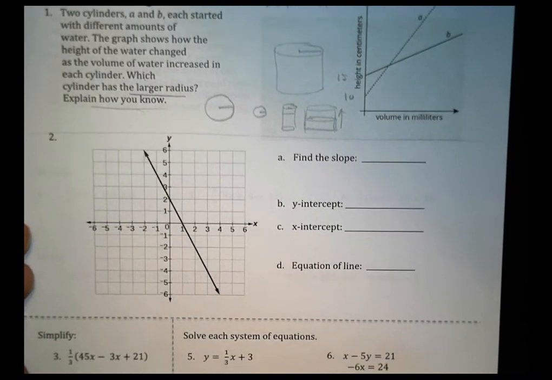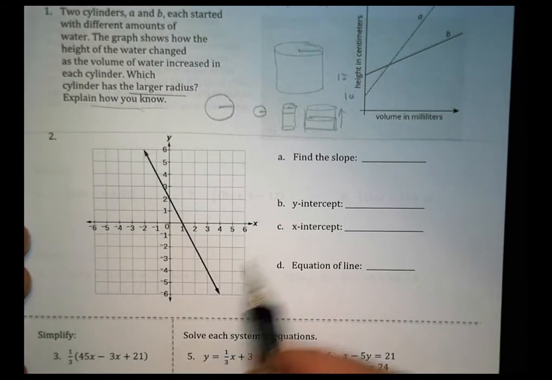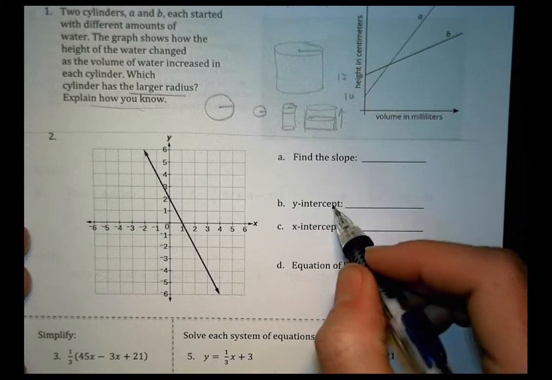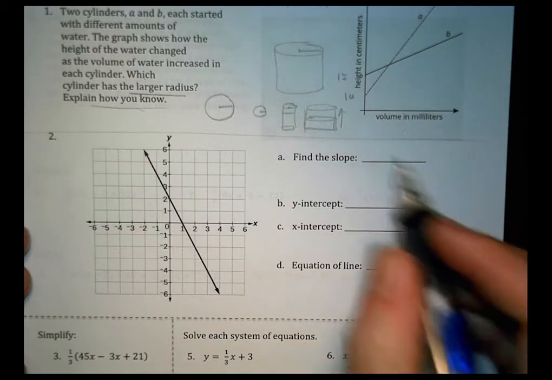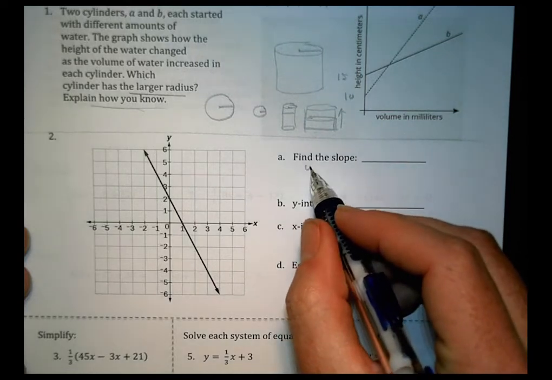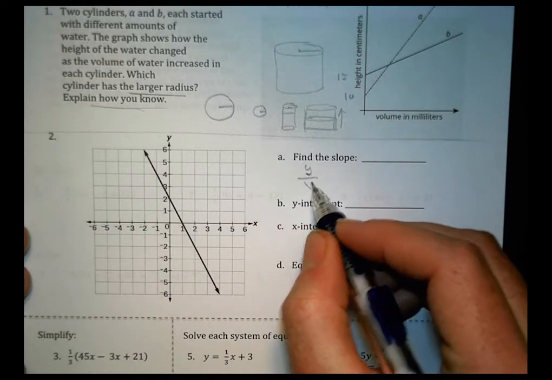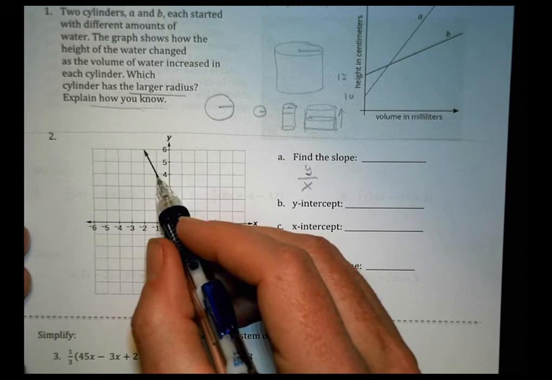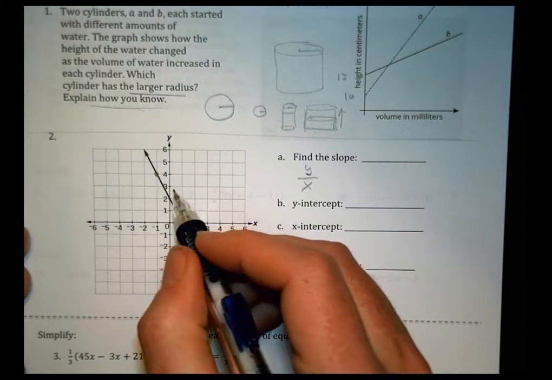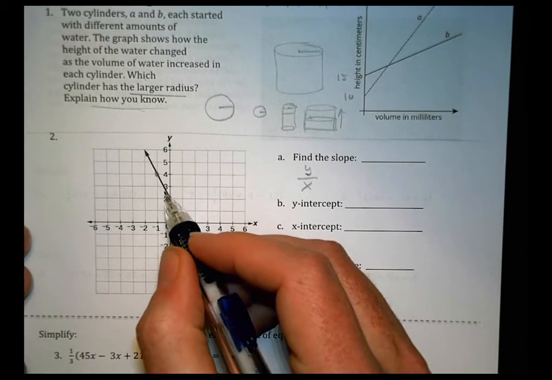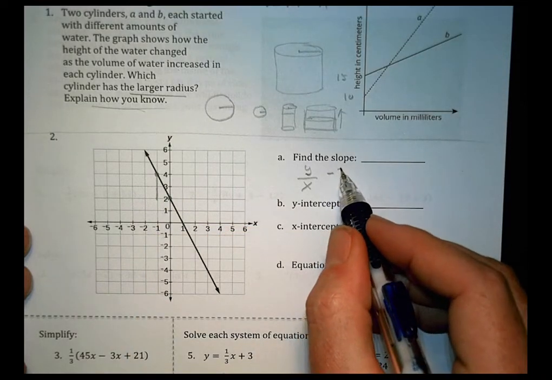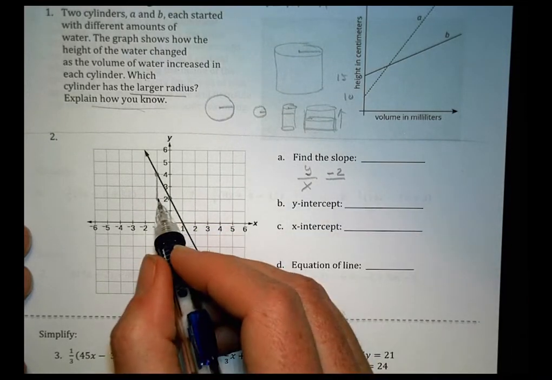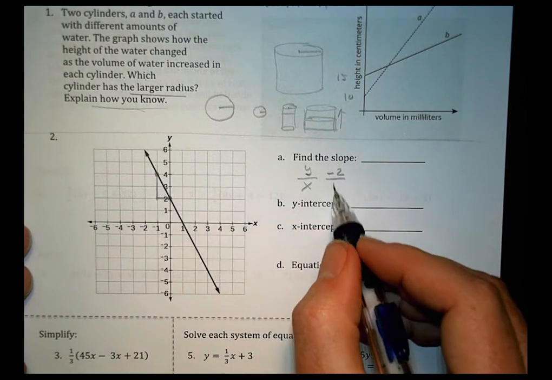Number two, we have a graph here, and it wants us to find the slope, the y-intercept, x-intercept, and the equation of the line. Alright, so our slope is going to be our y over our x, right? And so to find a point, here's a point right here. We find another point, there's a point right there. And we can see that we're going down 2, so it's going to be down 2, and the x value here is over 1.